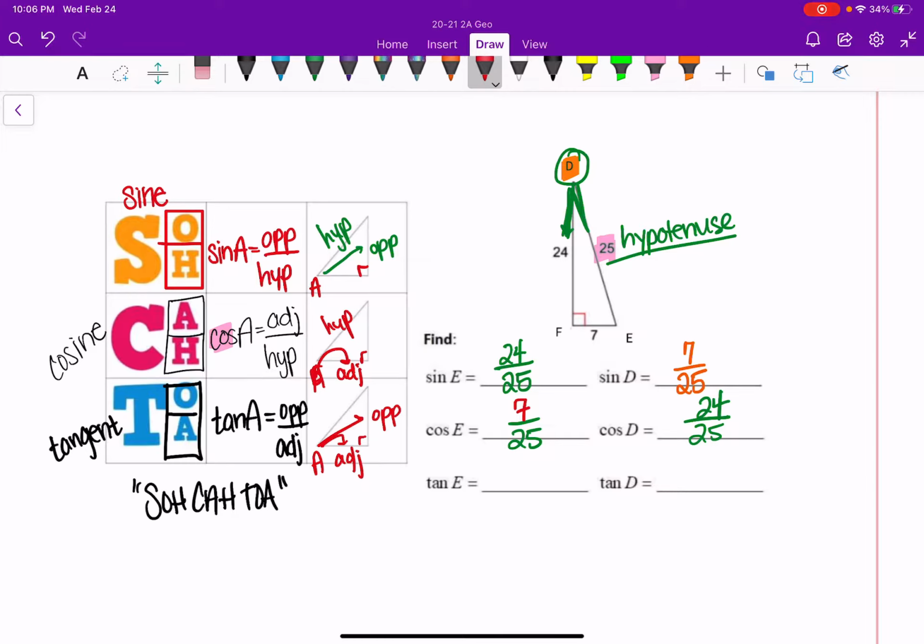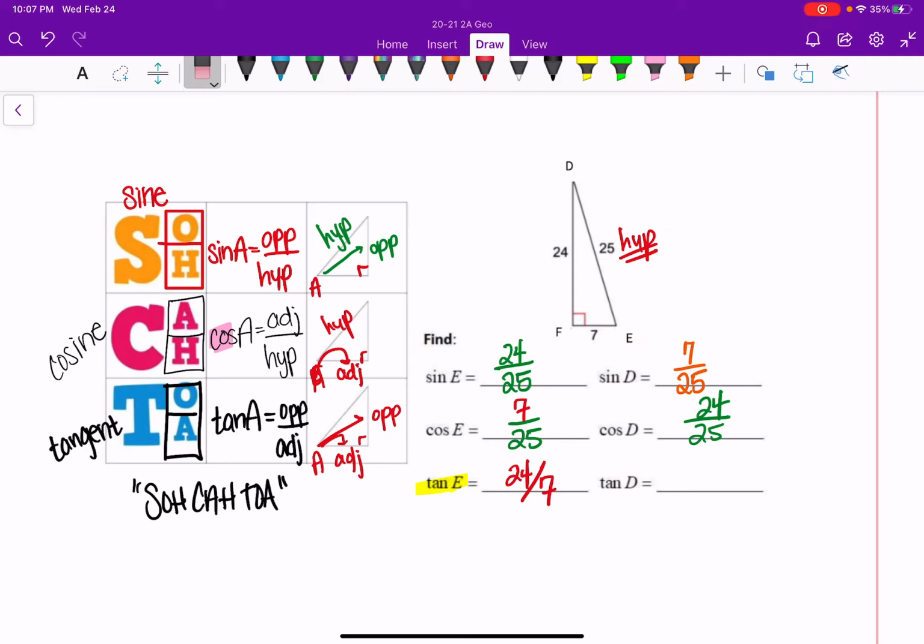So let's go back to this triangle example over here. So for tangent, we don't need the hypotenuse. I'm actually going to erase that too. Let's start with tangent of E. So angle E, first thing I need for tangent, TOA, is opposite. So that's 24. Then I need the adjacent side. I should have left my label. The hypotenuse is here always. We don't need that guy. So my adjacent side would be 7.